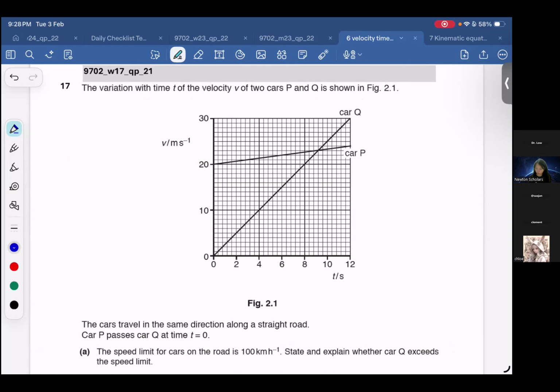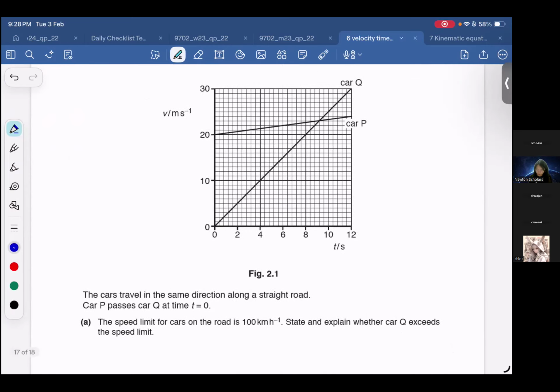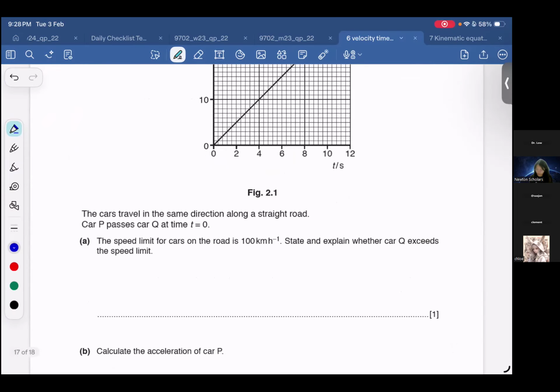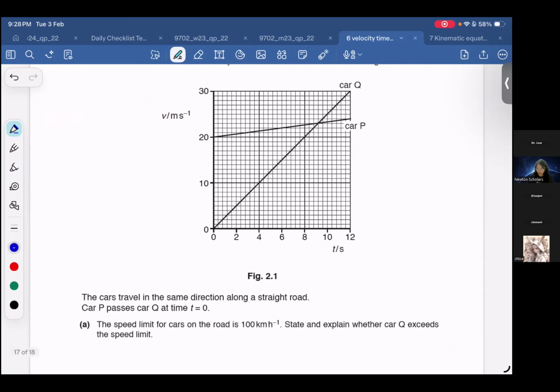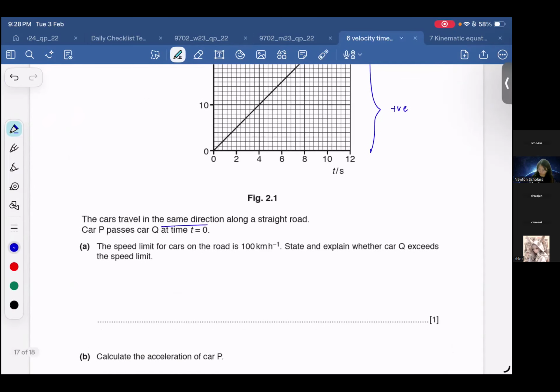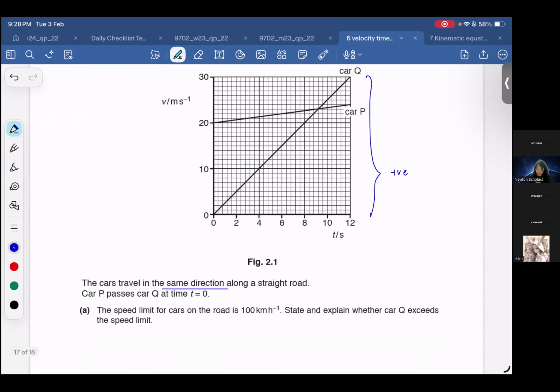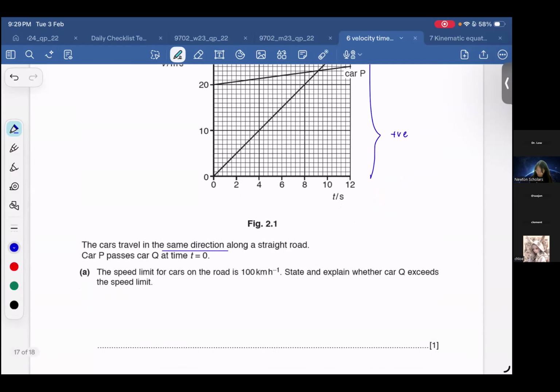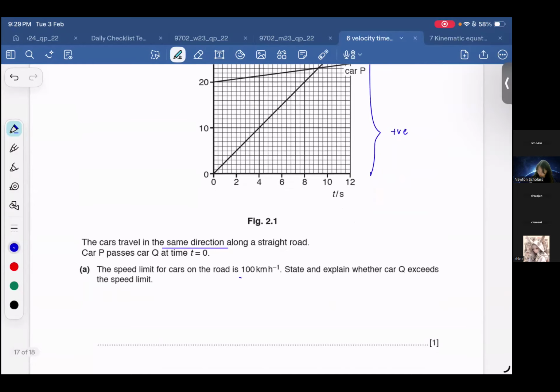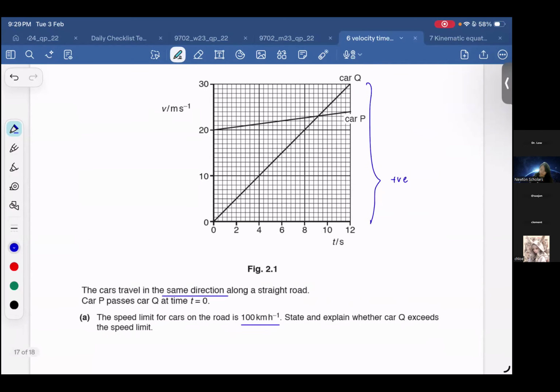Okay, last question, my dear, before we end our lesson. Velocity time graph for the two cars, P and Q. Okay, the cars travel in the same direction, because both are in the positive region, positive velocity, so it's in the same direction. It makes sense, okay? Then after that, car P passes car Q at time t equals to 0. Then the speed limit for the car on the road is 100 km per hour. State and explain whether car Q exceeds the speed limit at any time.